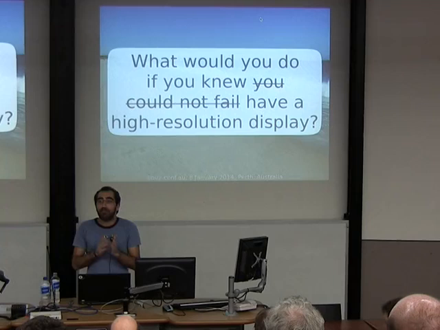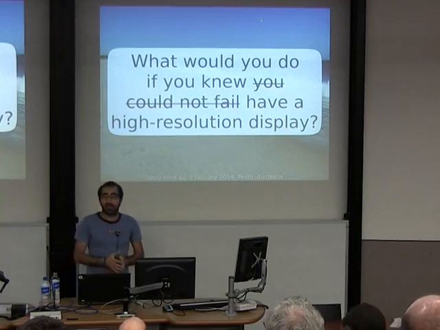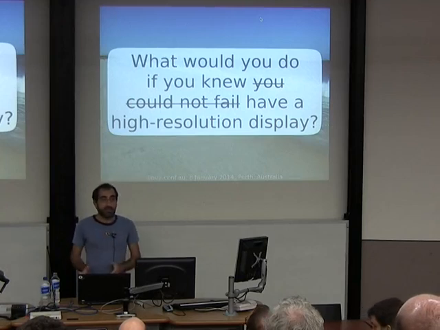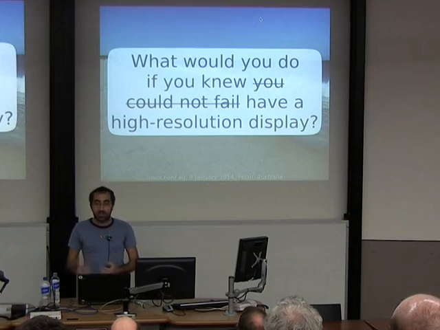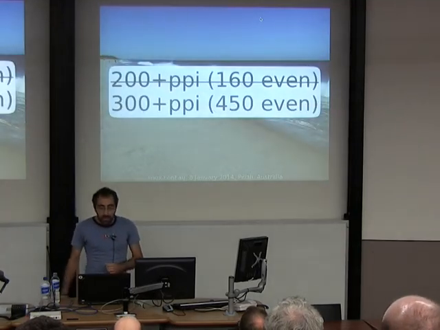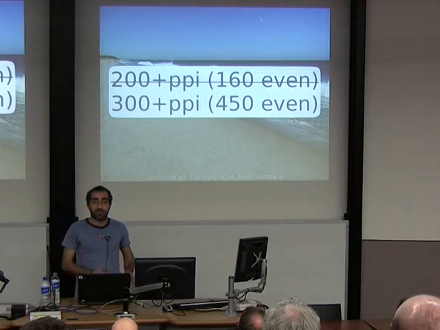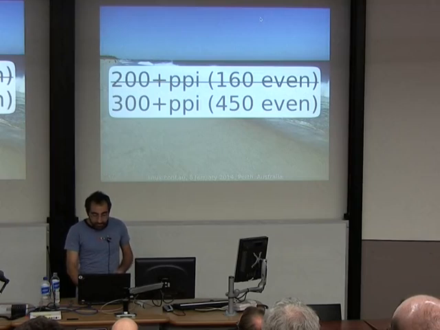So the problem is many smart people have spent like 20, 30 years thinking about this problem. So if they couldn't solve it, why do you think I can? So something had to give, and we figured, let's figure out what we can do better on high-resolution displays. When we started, we were thinking about 200 plus, maybe even 160. These days, the phone in my pocket has 445 DPI, so let's say 300 plus.